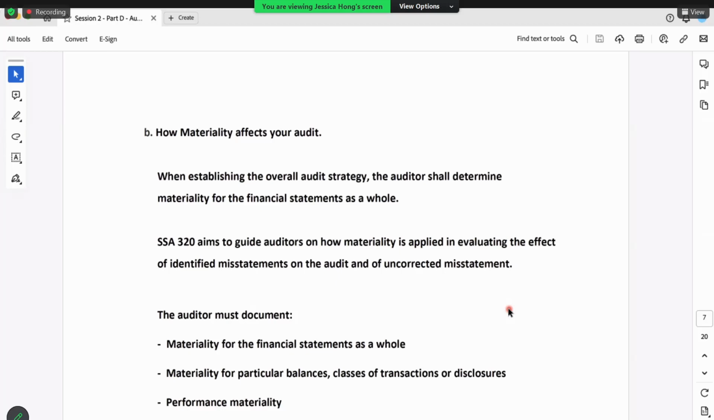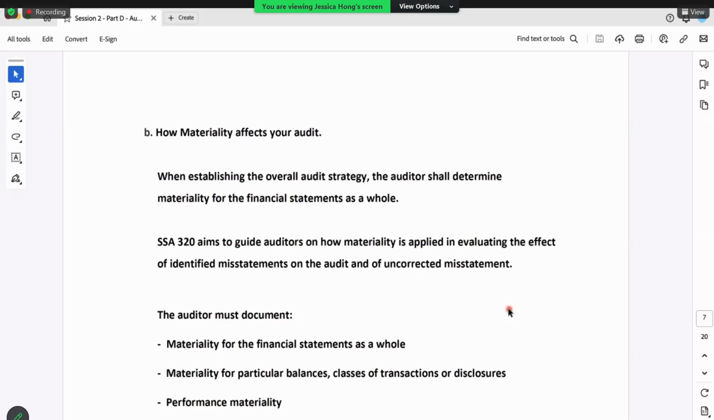At the very beginning, when we do our audit planning and establish our audit strategy, the auditor at the end of audit planning must be able to determine what is called materiality for the whole financial statement, because we are presenting an audit opinion on the financial statements. This is the threshold: what misstatements are accepted such that the auditor can issue a clean, unqualified audit opinion. That threshold is called materiality.